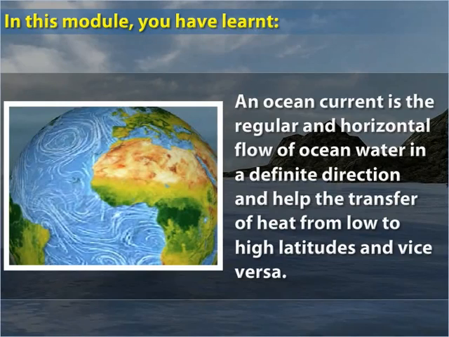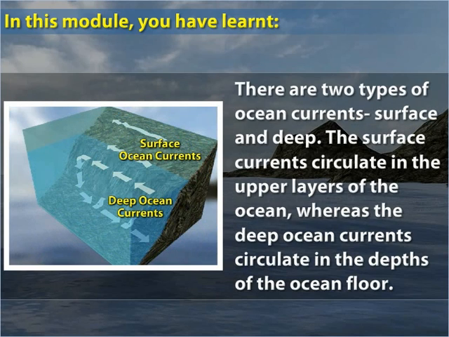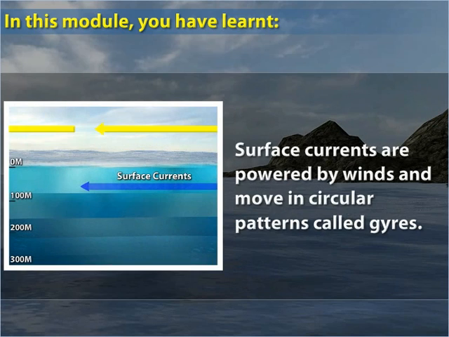In this module, you have learned an ocean current is the regular and horizontal flow of ocean water in a definite direction and helps the transfer of heat from low to high latitudes and vice versa. There are two types of ocean currents, surface and deep. The surface currents circulate in the upper layers of the ocean, whereas the deep ocean currents circulate in the depths of the ocean floor. Surface currents are powered by winds and move in circular patterns called gyres.